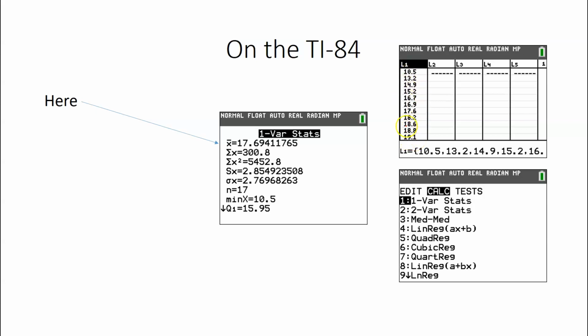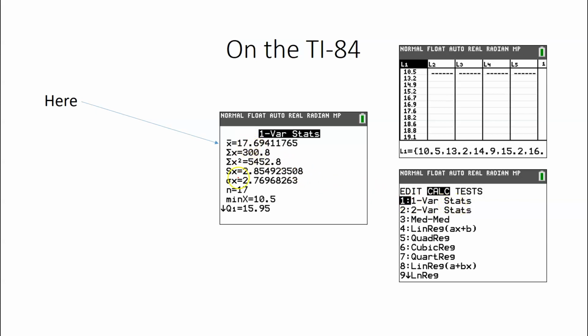Then you're going to quit, go second quit, get out of there, and then hit stats again. But this time, instead of edit, you're going to go over to calculate, and you're going to go to single variable stats. You are going to use this a ton in your statistics class. Single variable stats.